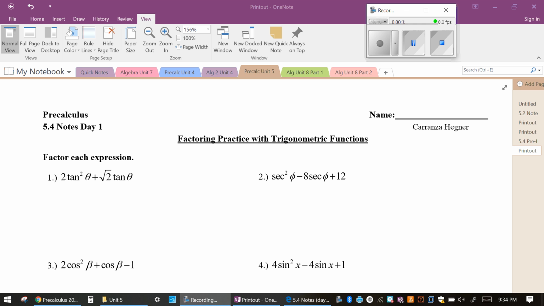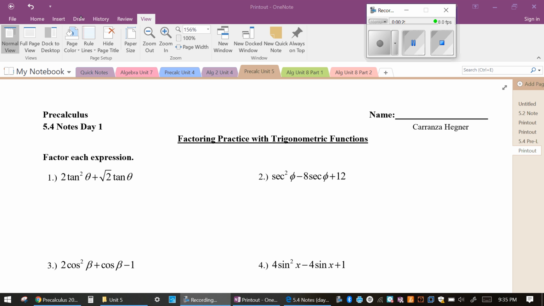If you looked at the pre-lesson notes, we did a lot of review on how to factor quadratics and how to solve quadratics. So today we're going to transition from quadratics and just algebra to quadratics and trig.